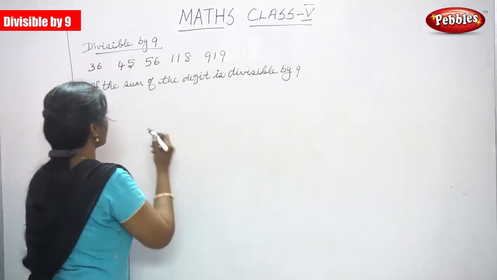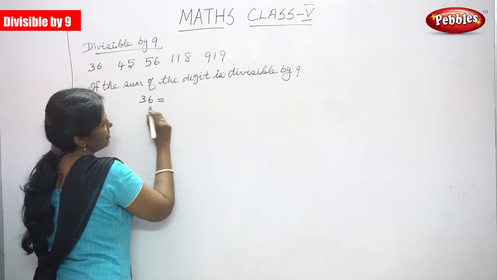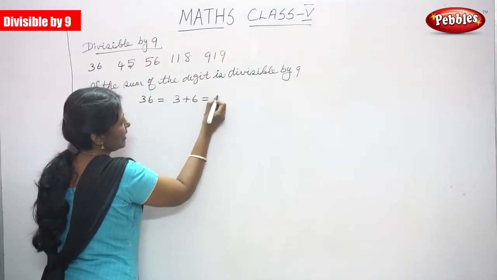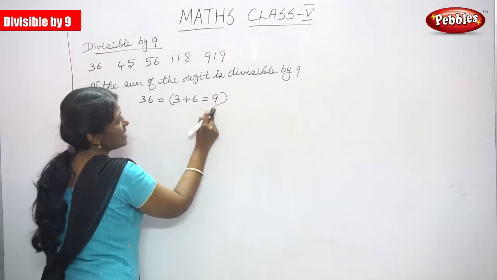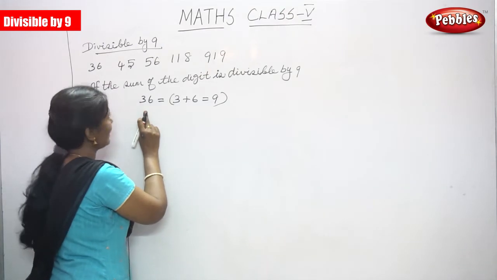So look at the number 36. The sum of the digits, 3 and 6: you add 3 plus 6, you get 9. So 9 is divisible by 9, so 36 is also divisible by 9.